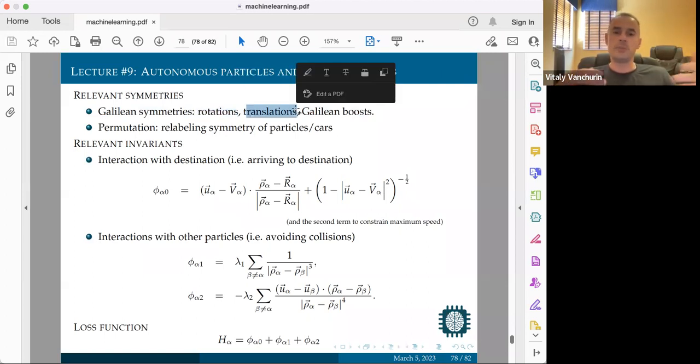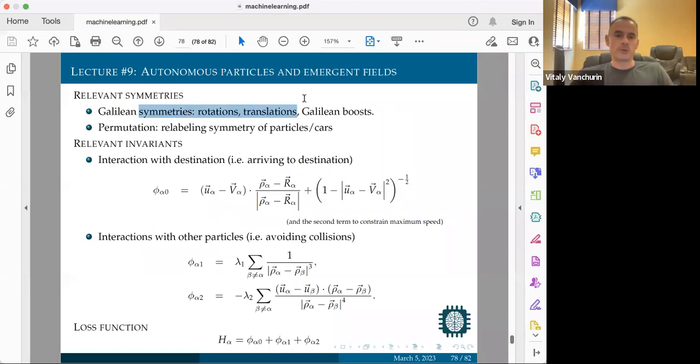Now, we'll try to respect Galilean symmetries, so things shouldn't change under rotations or translations. So there'll be no roads, because if there were roads, then Galilean symmetry would be broken. There will be preferred directions of where you should go, but for now we are assuming that all those invariants or symmetries are present. And then also permutation symmetry, assuming that all cars are of the same type. We are not making that assumption in the more complete form of this model, where the system can potentially learn.